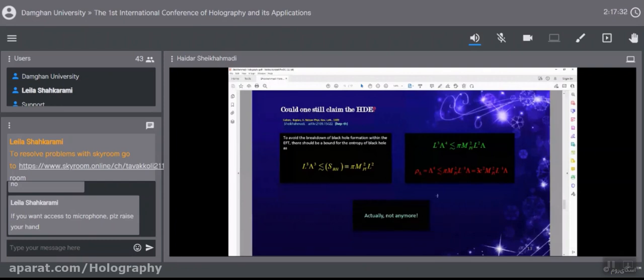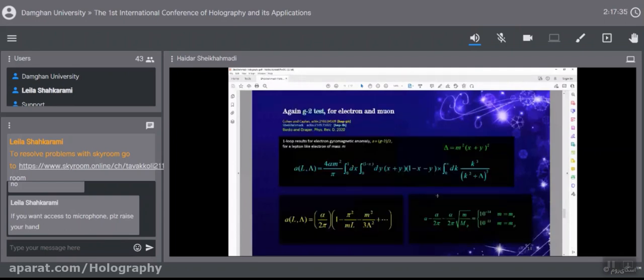Here, these equations. You see, I showed the anomalies that appeared based on the Schwinger-Keldysh calculations. We can show this anomaly can be obtained as this yellow equation, and then it can be obtained based on these green amounts for the electron and for the muon. You see?